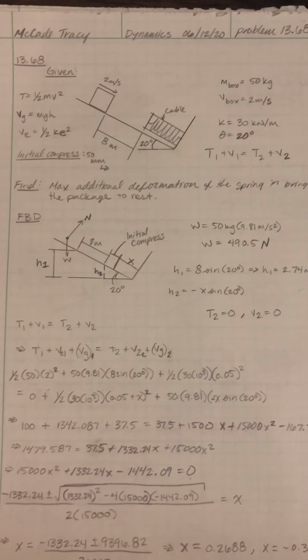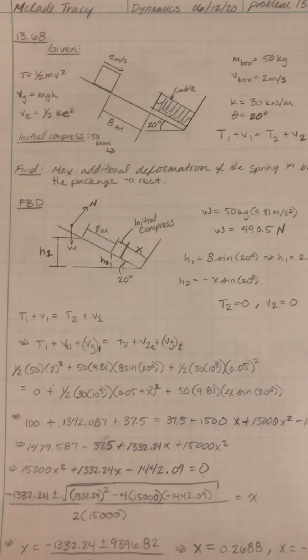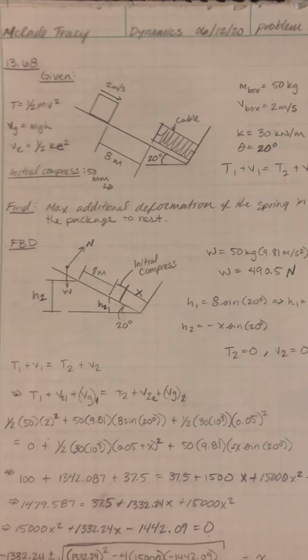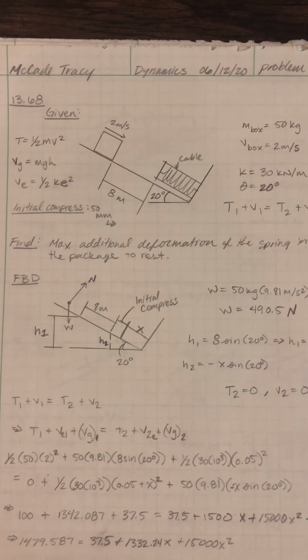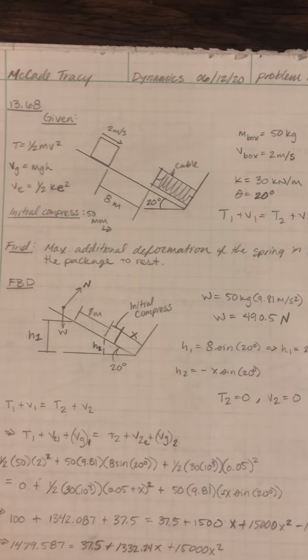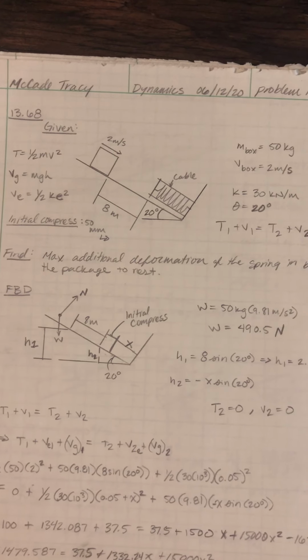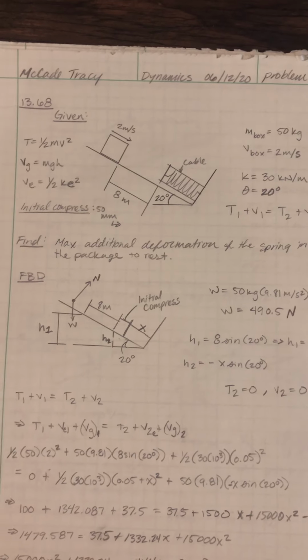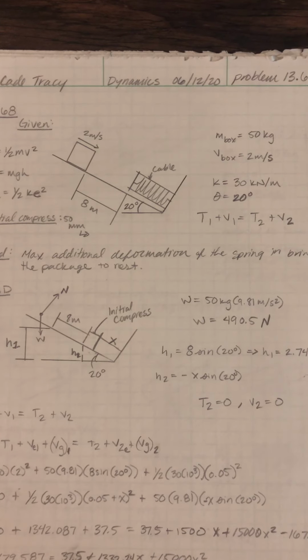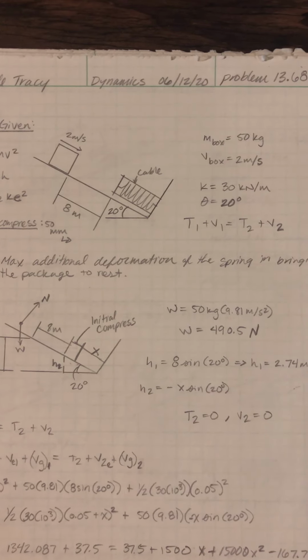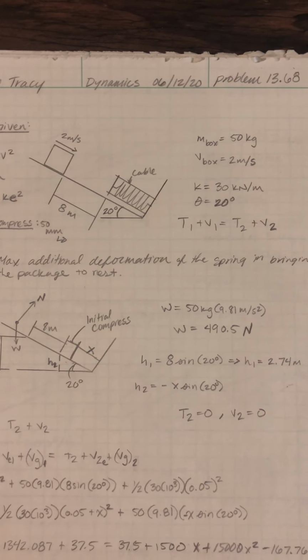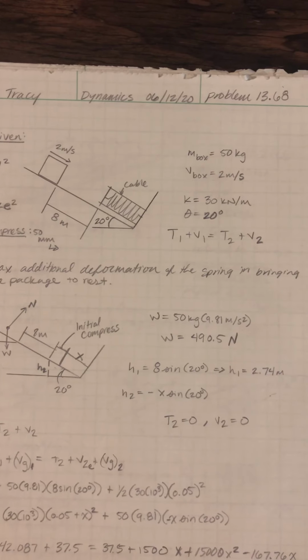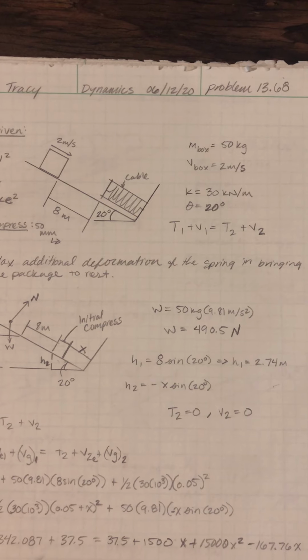Continuing with another spring question, we have a box sliding down an inclined plane at 20 degrees, and at this point is 8 meters away from the spring. The initial compression is 50 millimeters. The box has a mass of 50 kilograms, and the velocity is 2 meters per second. We have a spring constant of 30 kilonewtons per meter.